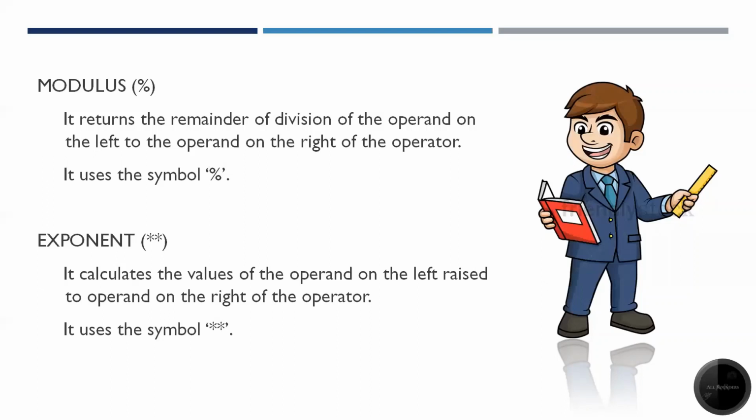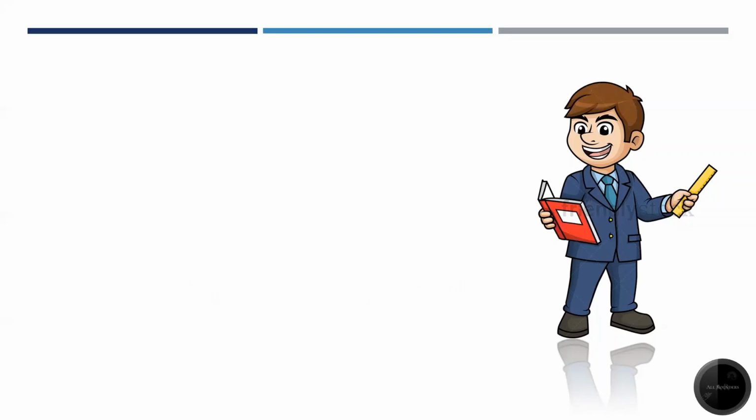So the next one is exponent. It calculates the value of the operand on the left raised to the operand on the right of the operator, and it uses the symbol double asterisk. This is basically used as a power function, and if we take two numbers 3 and 2 and raise 3 to 2, the answer would be 9. So that's how exponent works in Python.